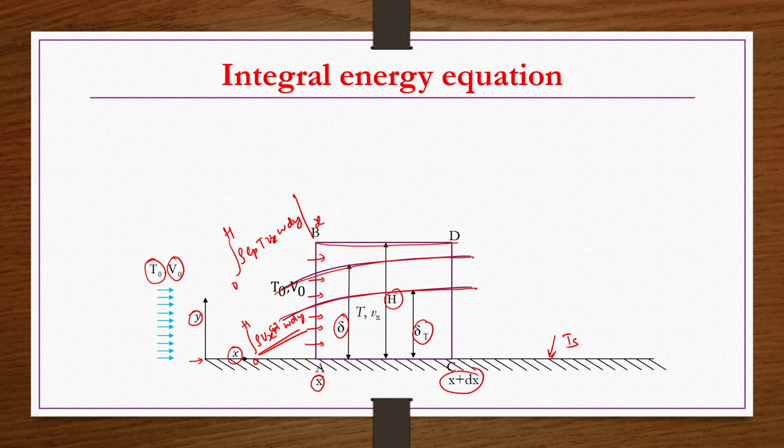Similarly, at CD plane, that is x plus dx location, what will we have: this integral 0 to h, whatever is there, in addition to this one there would be some change in rate of heat transfer in x direction, that we do not know. Let us say that we are calling d by dx of whatever the entering one, times delta x.